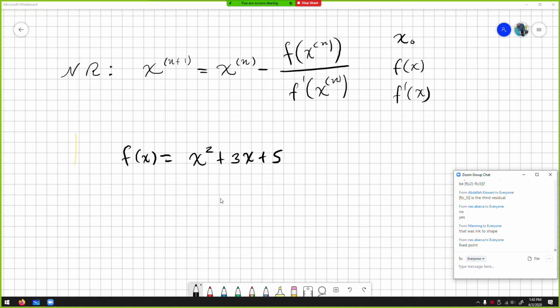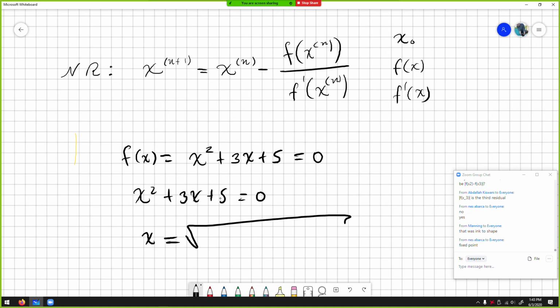So fixed point. If you're doing fixed point iteration, what you do is you take that and set it equal to 0. So you have x squared plus 3x plus 5 equal to 0, and you solve for your x. So x is equal to the square root of negative 5 minus 3x. And what you do is you call that your function g of x. So this is a function that you will be using to iterate.